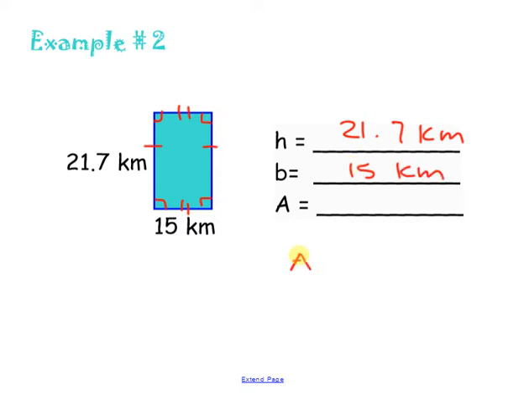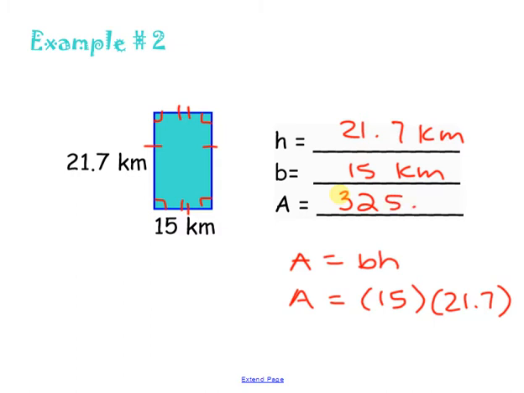Now to find the area of a rectangle, it's area equals base times height. Let me try that again. Area equals base times height. Okay, it means area equals 15 times 21.7. And when you calculate that, you should get 325.5. Now, kilometers times kilometers is going to be kilometers squared, or kilometers to the second power.